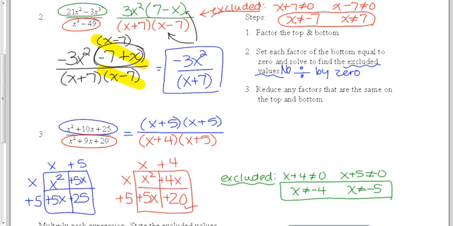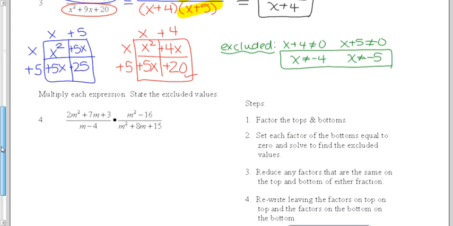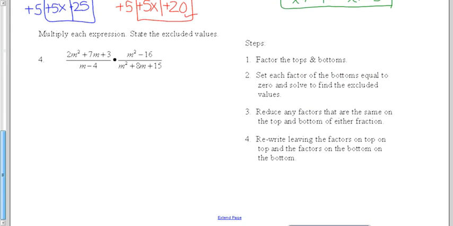Okay, next thing I'm going to do is I'm going to do some reducing. So what can I reduce? I've got an x plus 5 on the top and on the bottom, so I can reduce that. And my final answer, what I have left, I have an x plus 5 on top. I have an x plus 4 on the bottom. So there's my answer.